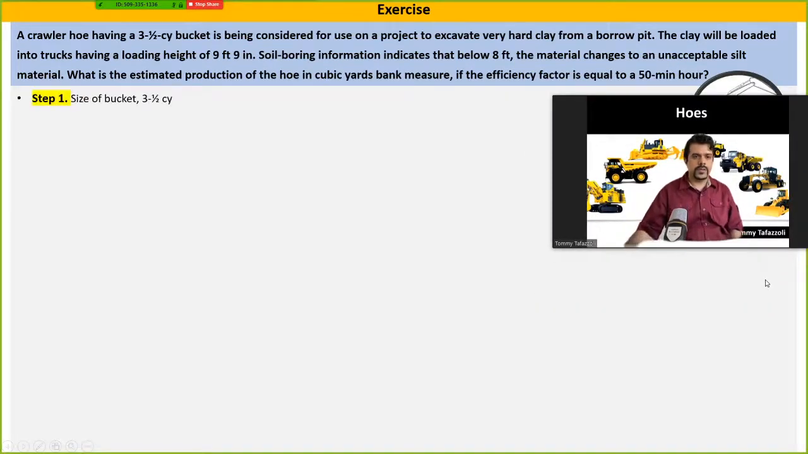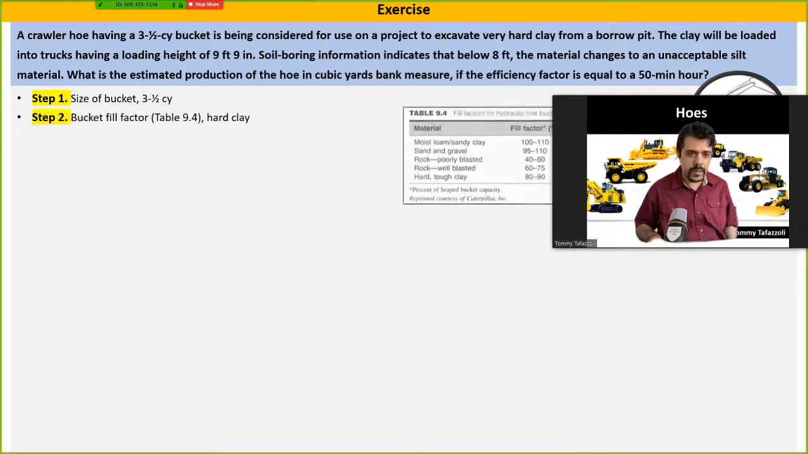Okay, a crawler hoe having a 3.5 cubic yard bucket. So this is the size of the bucket. We need this to use the table, because many things in the table will depend on the bucket size. We don't really use it directly, but we will extract a lot of information from this.